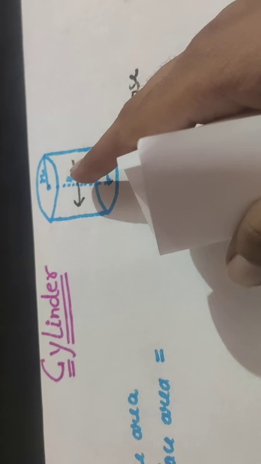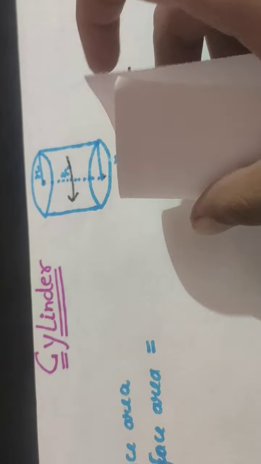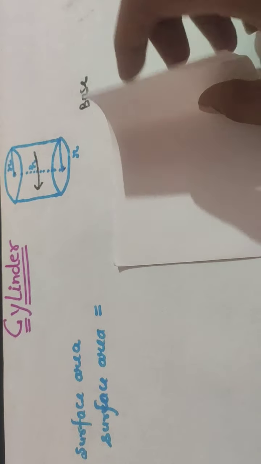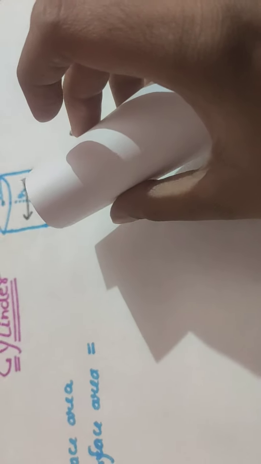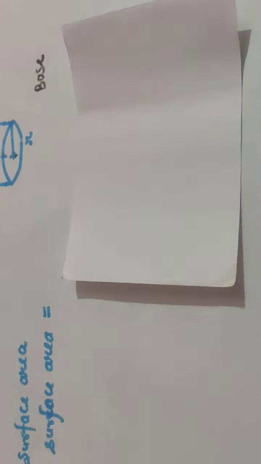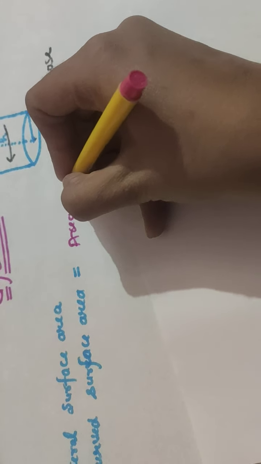So that means if we cut the cylinder vertically and open it, then we will get a rectangle like this. You can see this. If we fold this, we get a cylinder. That means whenever we open the curved surface of the cylinder, we will get a rectangular sheet. That means the lateral surface area of the cylinder is equal to the area of this rectangular sheet.